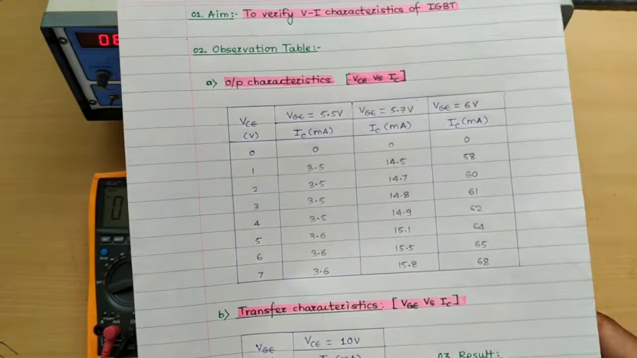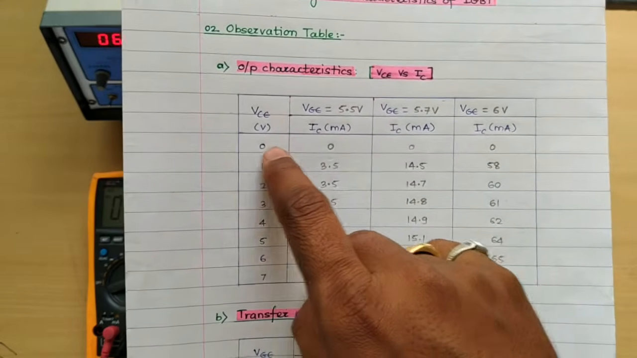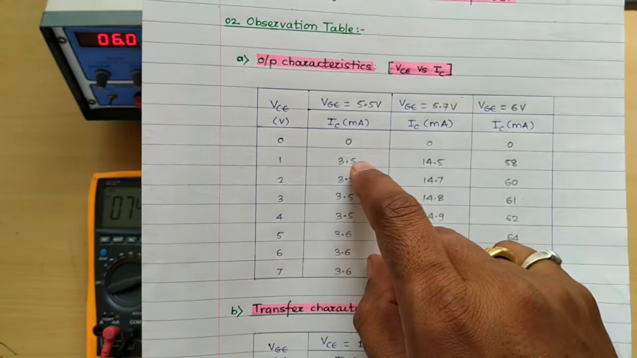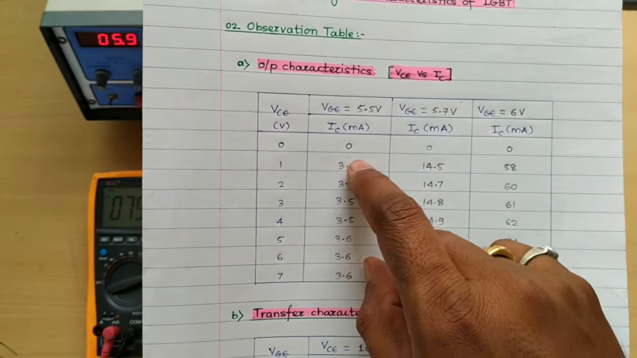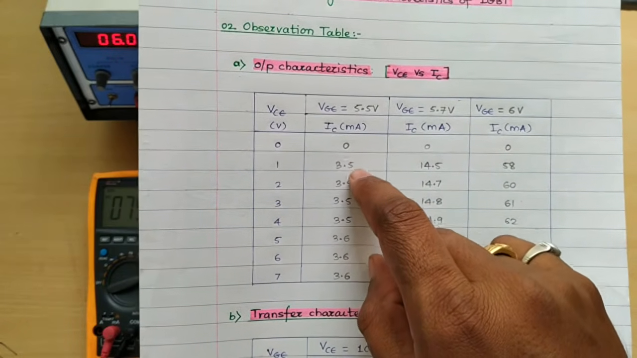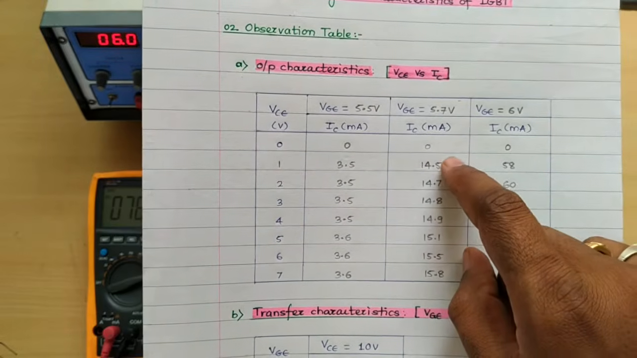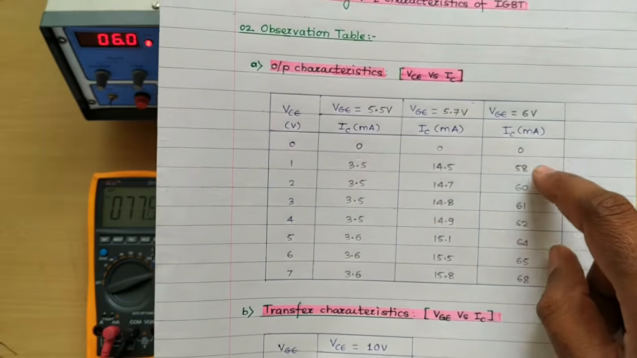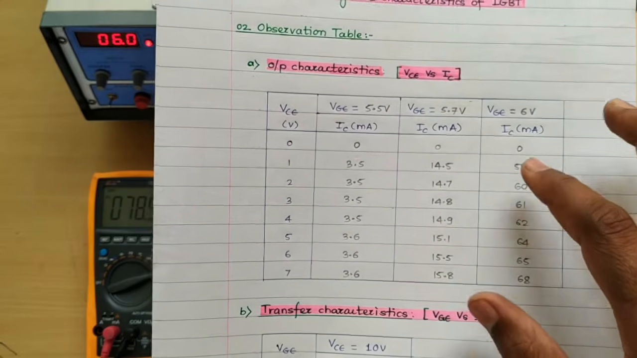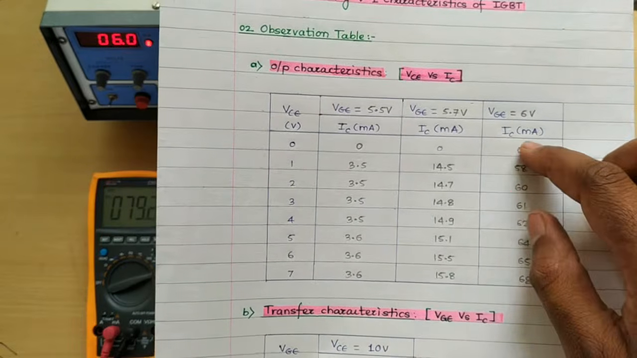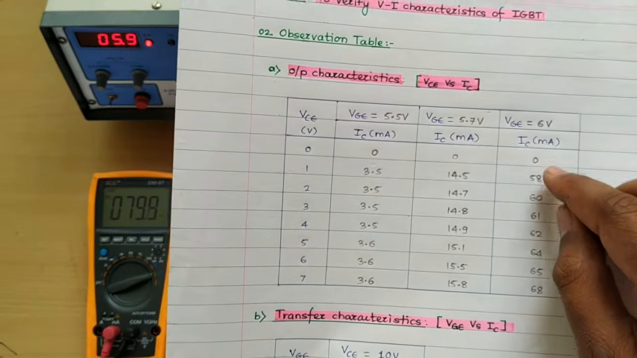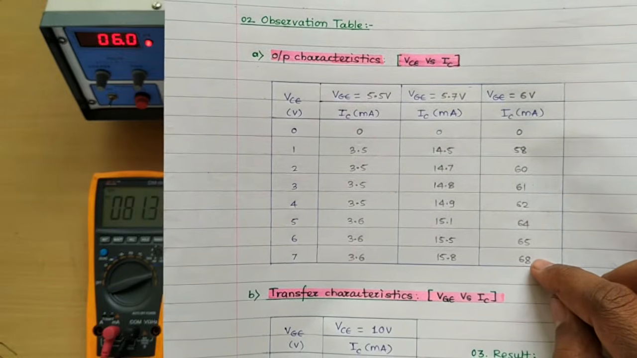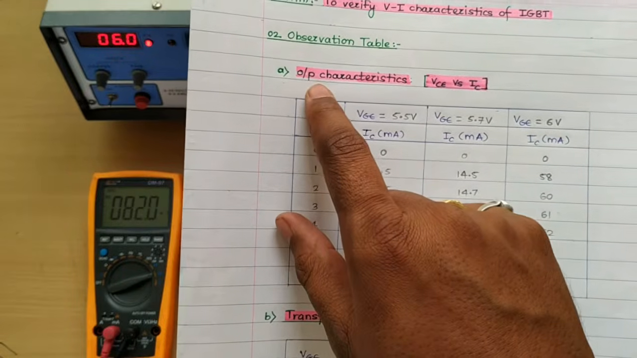What you can observe from this, initially when voltage is 0, your current is 0. But even if your voltage increases by a small amount, your current suddenly increases, meaning the device has turned on. But once your device turns on, after that your current almost remains constant. Here you can see from 14.5 to 15.8, almost constant. Here also current is almost, not exactly, constant. Here from 0 to 1 volt current increases from 0 to 58, but after that your rate of rise is almost constant. So these are your output characteristics.